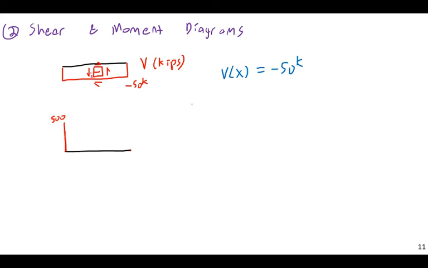Now, this is a constant value relationship, which means that the integral is going to be linear. So we just simply have a linear relationship, and this whole thing is going to be under positive bending. So this is M in kip-feet.